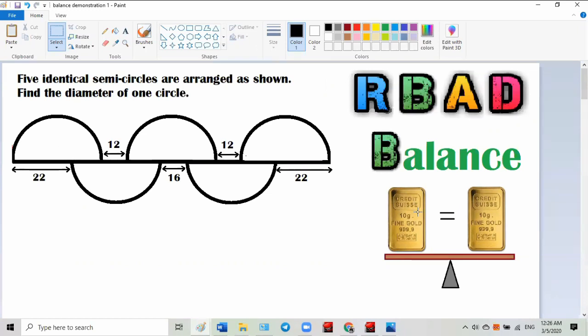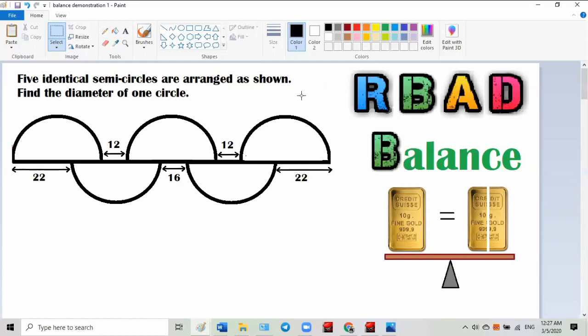Balance is so very important in our lives, and we have a balanced diet, even a balanced life, and so on. So in maths, it is so very important to be able to do a balance of our maths. Take a look at this example. We have two gold bars sitting on a seesaw. Now, if we need to split this gold bar into half, it is still in balance. The seesaw is still in balance. Why? Because the mass is still the same.